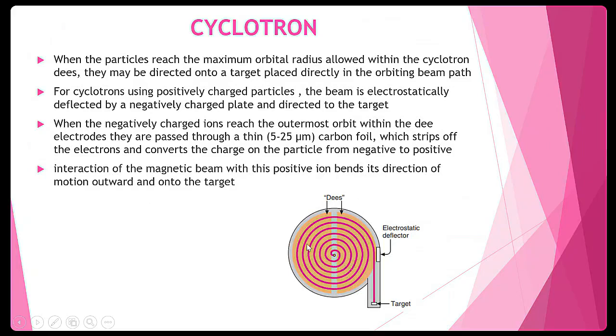So at the end, when they reach the end part, there is something called an electrostatic deflector. This electrostatic deflector will deflect the particles that have been produced to the target. Whatever is produced in the cyclotron will be positively charged particles. So here the electrostatic deflector is always negatively charged. They will direct the particles to the target.